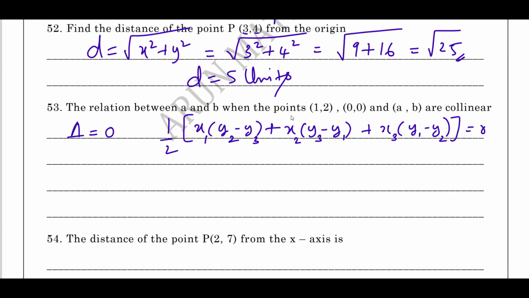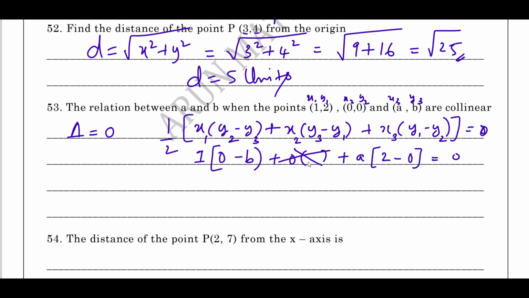What is x1? x1, y1, x2, y2, x3, y3. x1 is 1, y1 is 2. Cross multiplying, it becomes 1 into y2, which is 0, minus y3, which is b, plus x2, which is 0. 0 into anything is 0, I will not write this term itself. x3 is a, into y1, which is 2, minus y2, which is 0, equals 0.